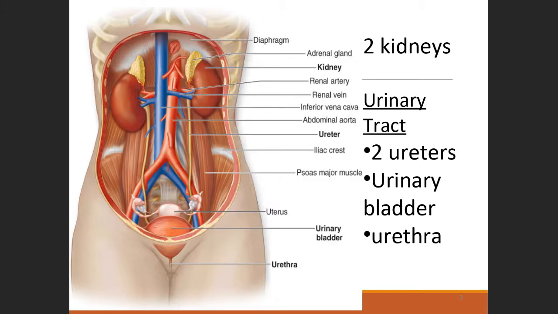The overall arrangement of the urinary system involves two kidneys and a urinary tract. We have ureters coming from each kidney, draining urine down into a singular midline urinary bladder. Urine is going to be held in that bladder for a period of time and then evacuated from the body through the urethra.